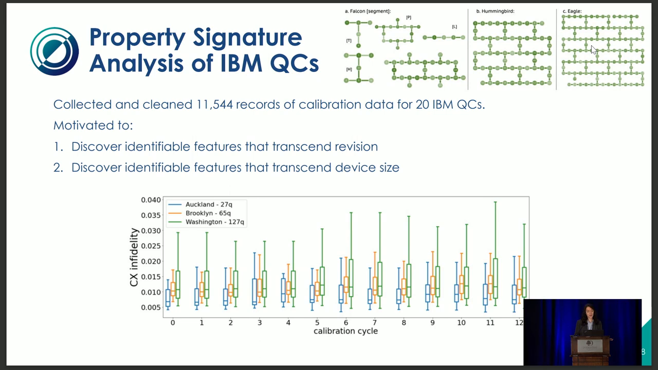Here we can see a feature that is not going to be a good candidate, so CX infidelity. We have a lot of overlap with those error rates, and this gives you insight into the overall statistics of going from a 27-qubit machine to a 65-qubit machine to a 127-qubit machine. There's a lot of overlap, so it's not a really good feature because we want something that'll be a bit more collision resistant and a lot less variation day to day, and we also saw that the CX infidelity was highly variable day to day when you looked at those calibration records.